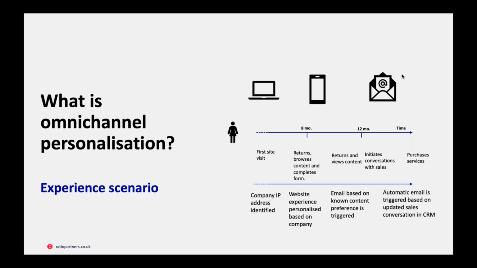And then a subsequent communication, an email based on content that's been triggered before, and then an automatic email that's triggered based on an updated sales conversation in the CRM. So when you're looking at your customer journey and the different touch points, also think about what information you're capturing, which gives you an idea around when you're building out your personalization hypothesis of what they should be experiencing at each touch point.